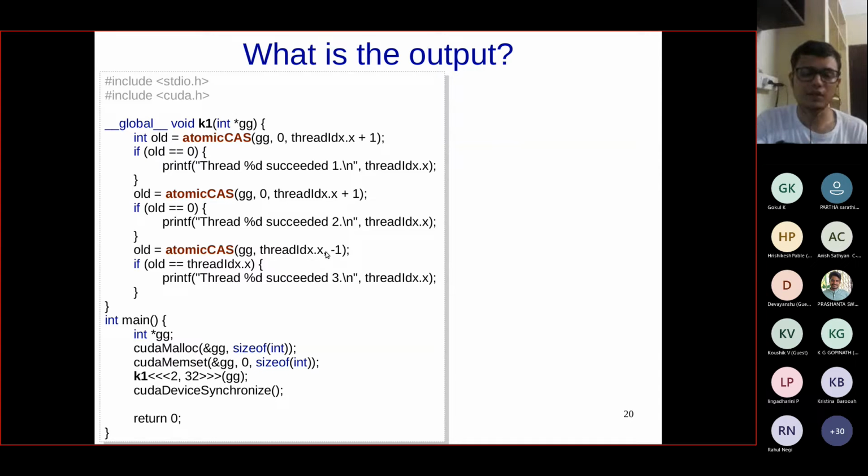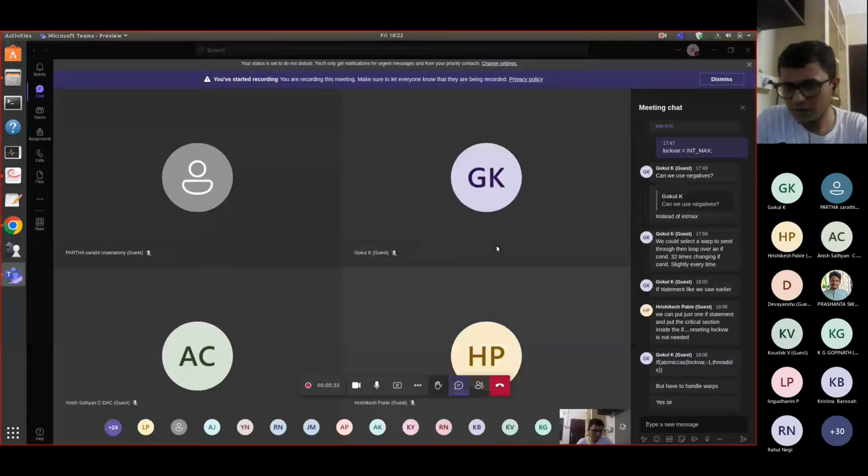Thread ID x dot x will be 32. So this can be printed, then this, or alone this will be printed based on who is executing this atomic CAS. I hope that is clear. If there are any questions here, please feel free to ask.